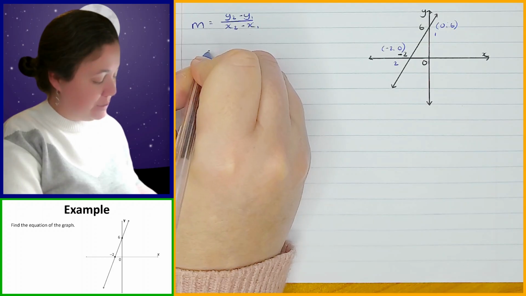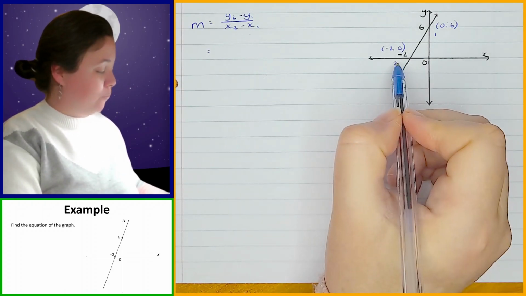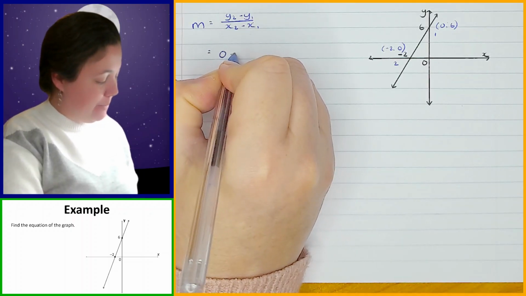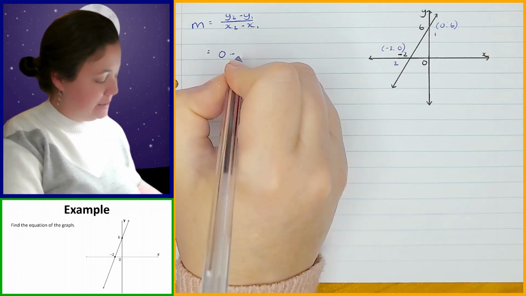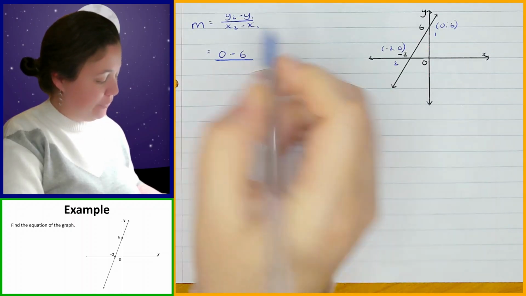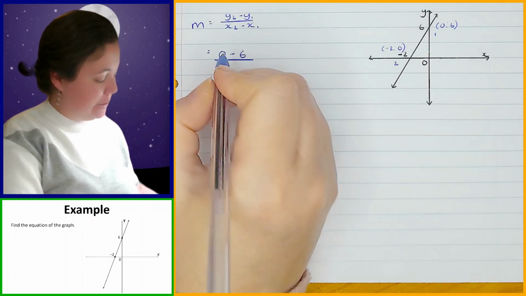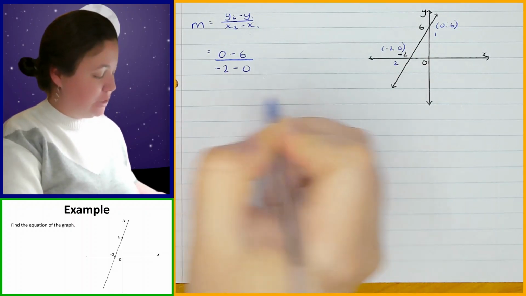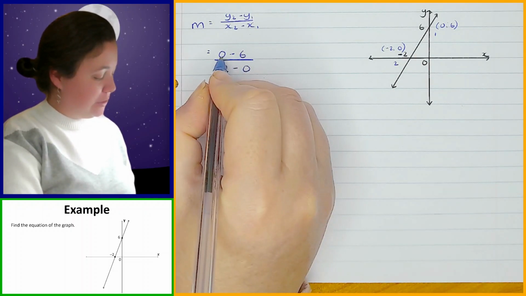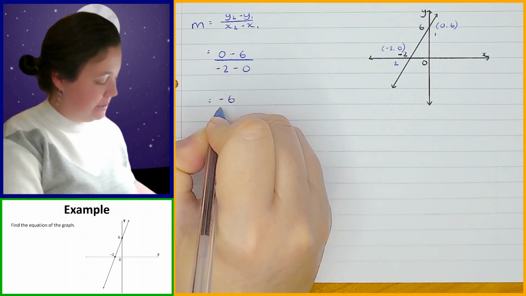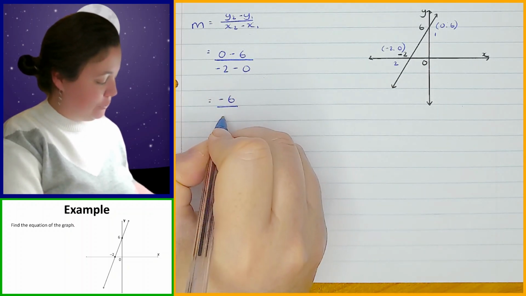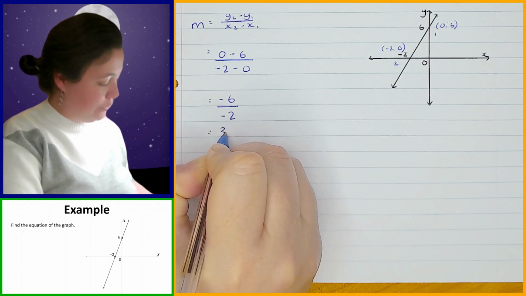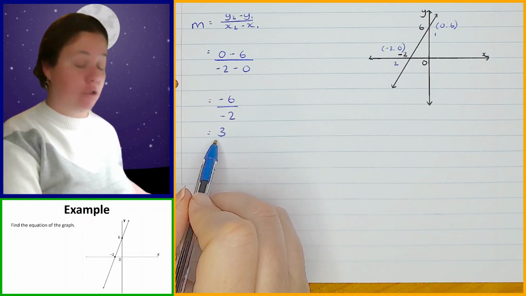Okay, so over here I'm going to go and sub that in. So I've got for point 2, y2 is going to be 0 minus y1, which is 6, over x2 is -2 minus x1, which is 0. So now we're just going to simplify that. So I've got 0 minus 6, that's -6, over -2 minus 0 is -2. -6 divided by -2 is +3. So my gradient is 3.